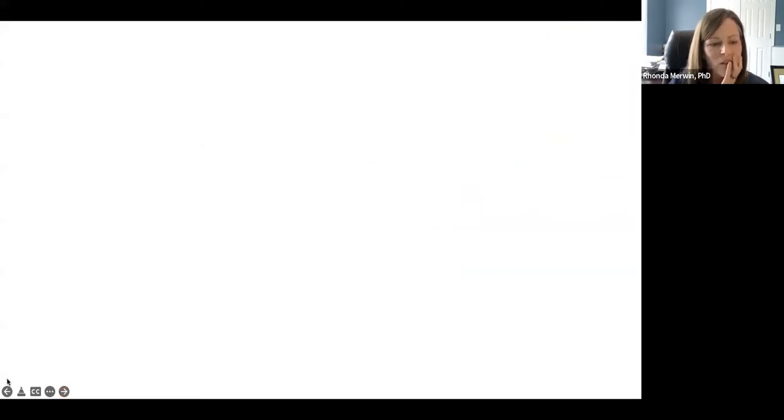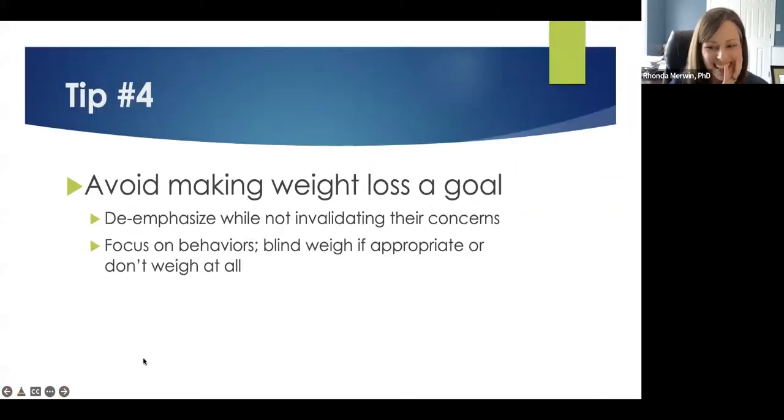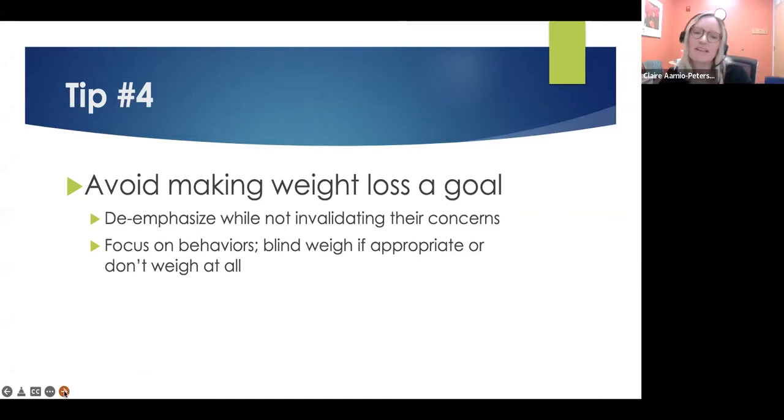Oh, it went away. Avoid making weight loss a goal. Yeah, go ahead, Claire. Yeah, so not emphasizing the weight as a goal. So again, thinking about health behaviors. Even in the case of someone who is maybe overweight or even obese, talking about making sustainable changes to health behaviors, as opposed to, we want you to lose 20 pounds.